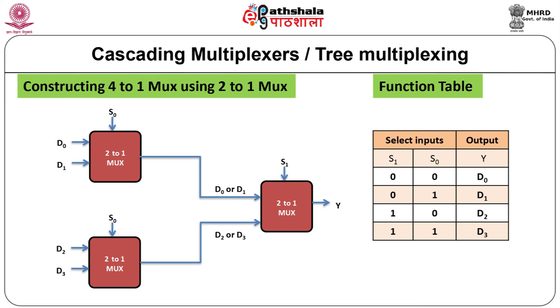The number of inputs to multiplexers is limited, say up to 16. To meet the larger input needs of a multiplexer, smaller multiplexers can be cascaded together for further expansion. This method is also known as tree multiplexing. Higher order multiplexers can be constructed by using lower order multiplexers. Let us now consider the construction of a 4-1 multiplexer using 2-1 multiplexers.